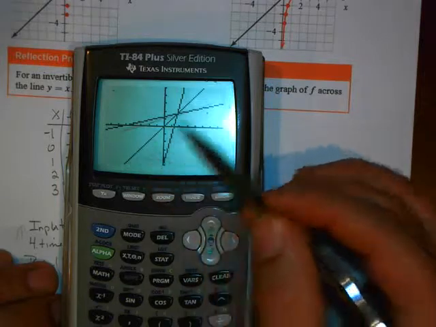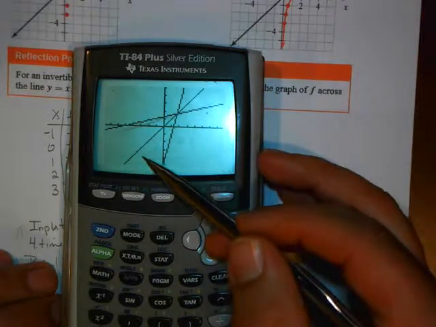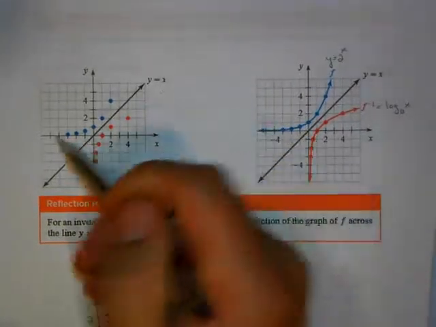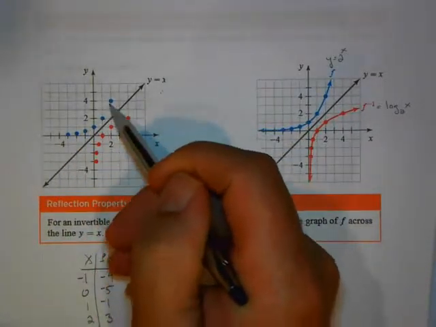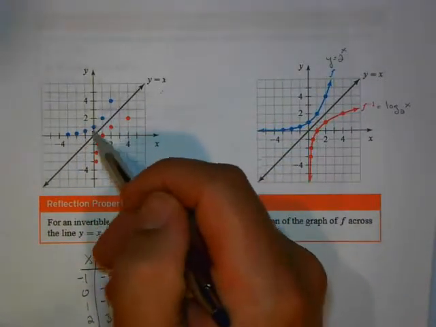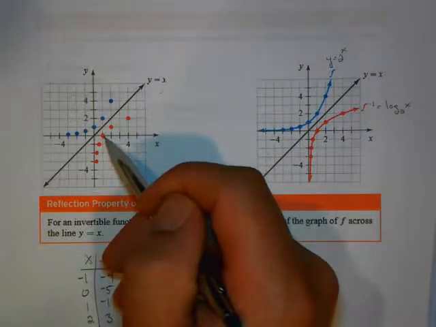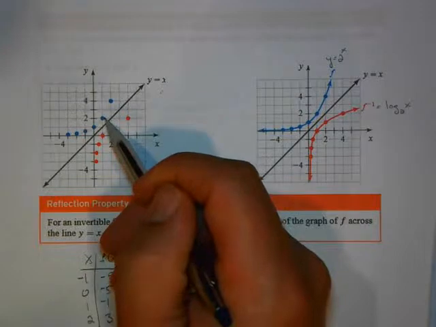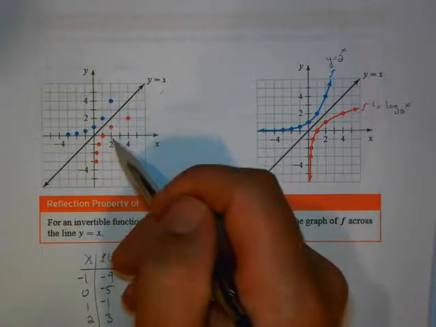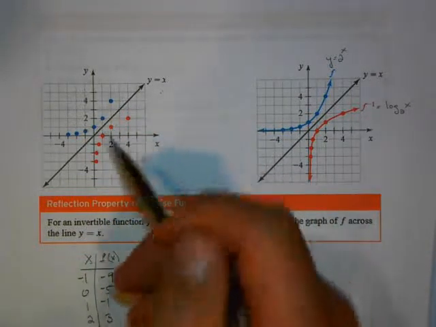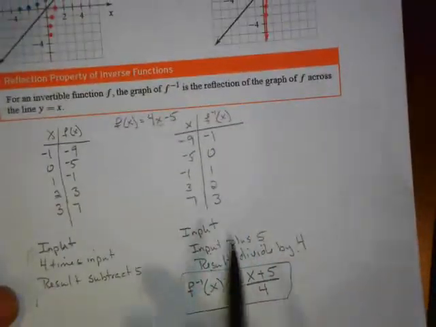We could graph the inverse. If you know the inverse, you're just going to switch roles. So if this is 0, 1, its counterpart is going to be 1, 0. If this is 1, 2, its counterpart is going to be 2, 1. They're going to switch roles. And again, that's what this is doing, because as we go from our function, our inverse is working backwards.